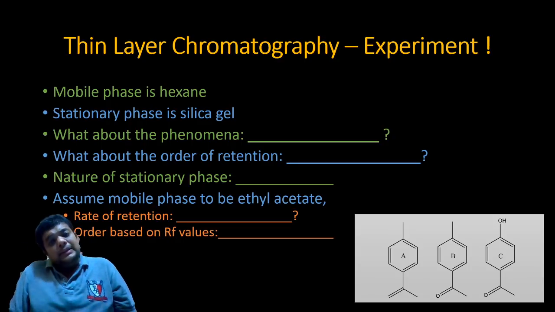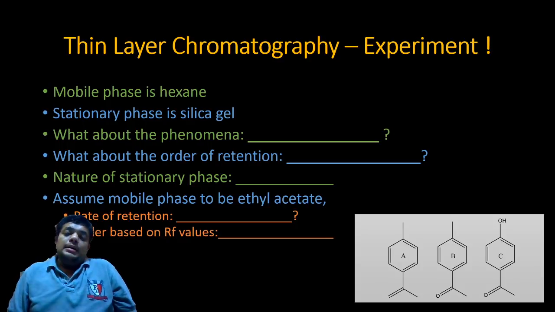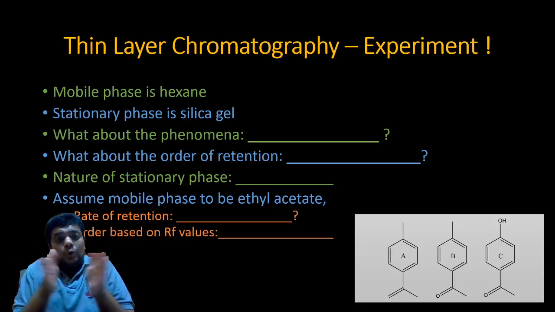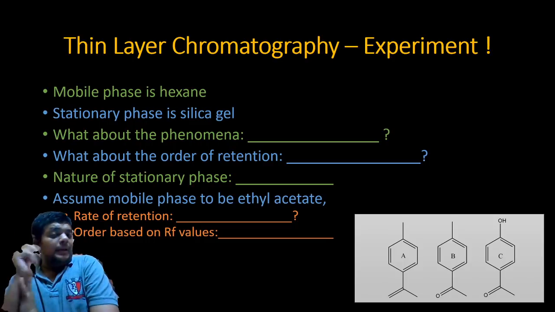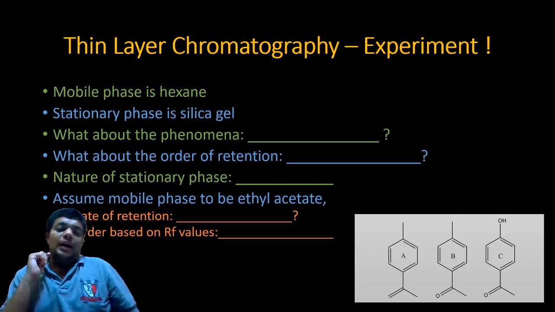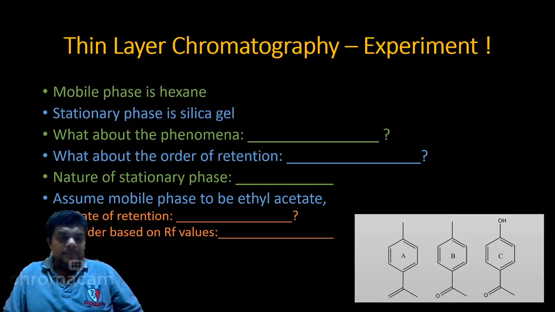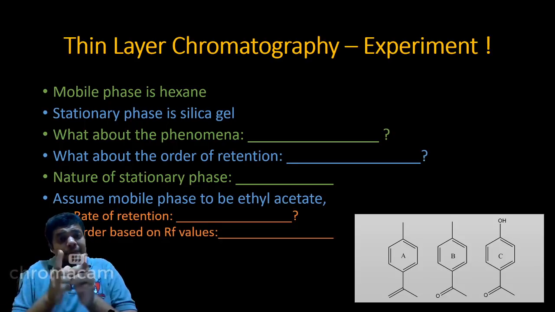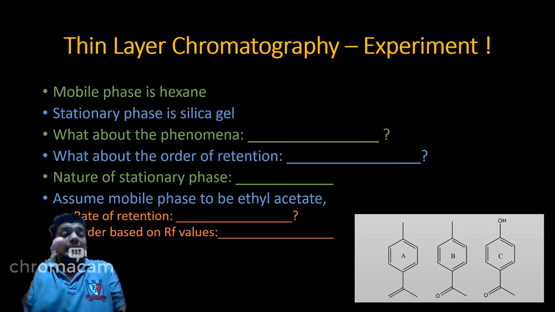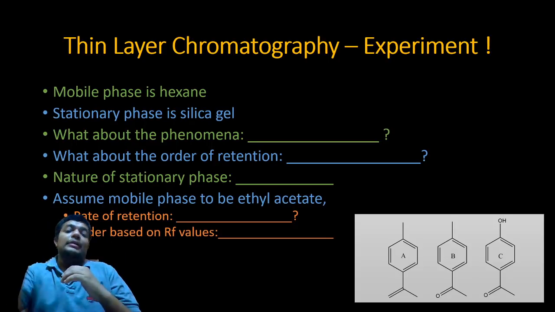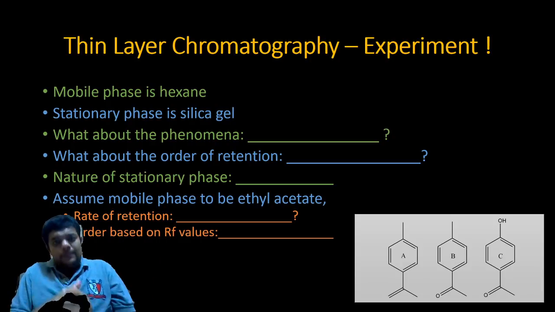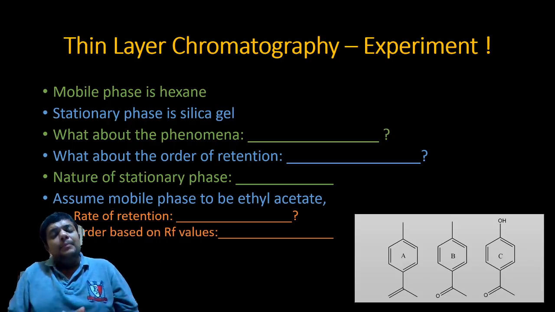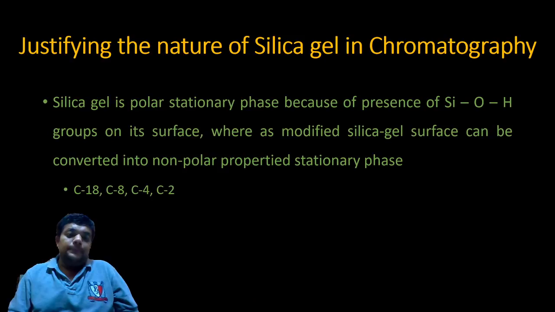This is how ethyl acetate helps in decreasing the total retention time and increasing the rate of retention, meaning coming out quickly. Order based on the RF values will be the same, but the time will decrease. So the distance might increase, so the RF value will increase. If it's 0.2, 0.3, 0.4, it might be 0.24, 0.34, 0.44. I hope you are getting the experimental mathematical part of thin layer chromatography.